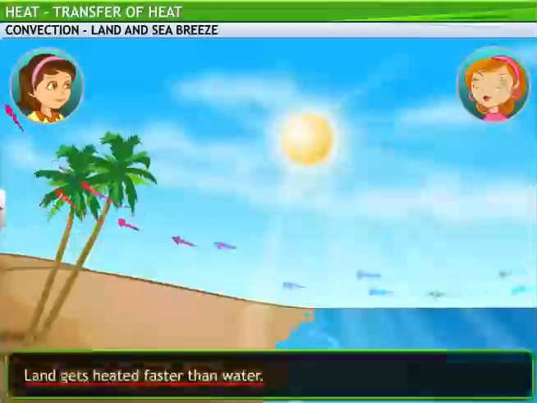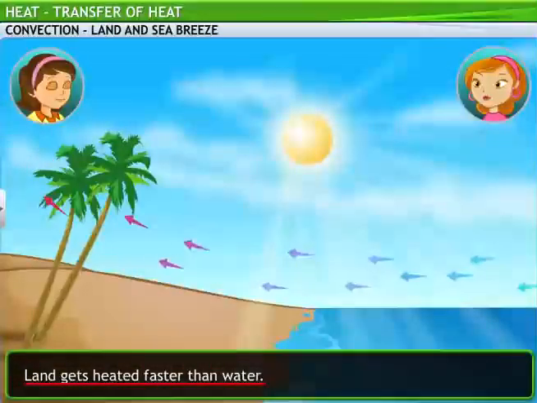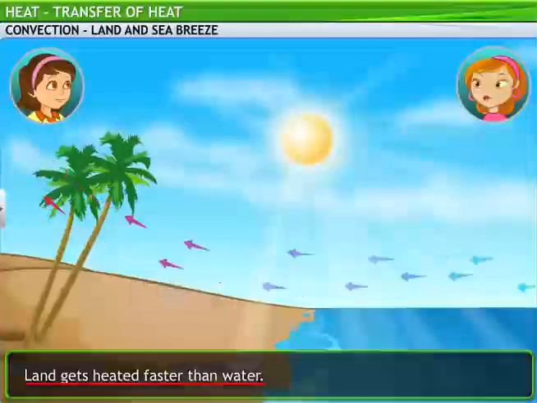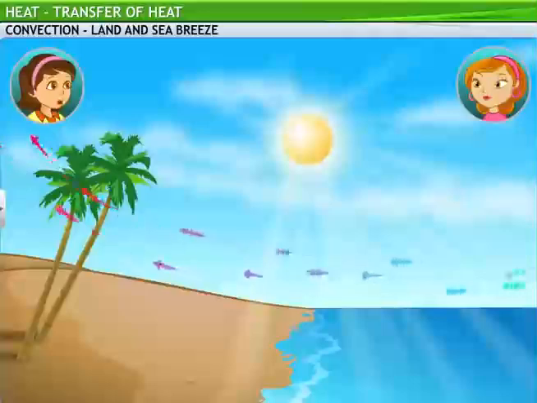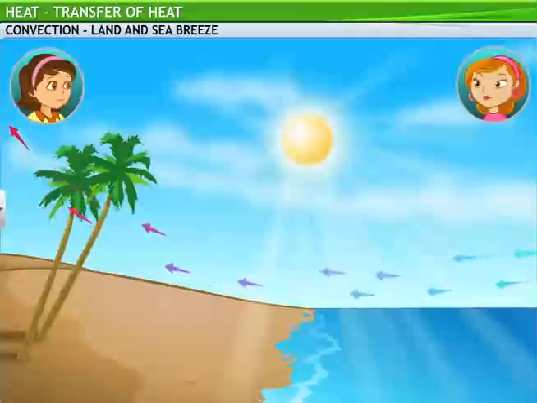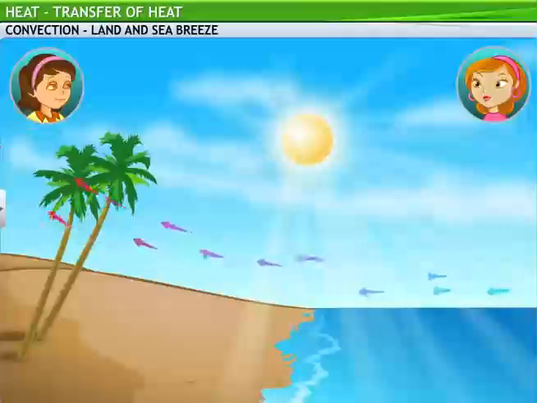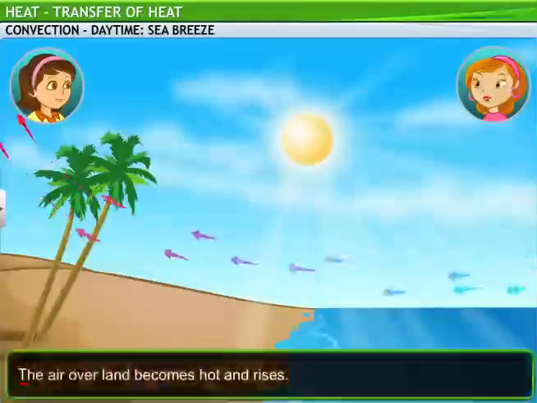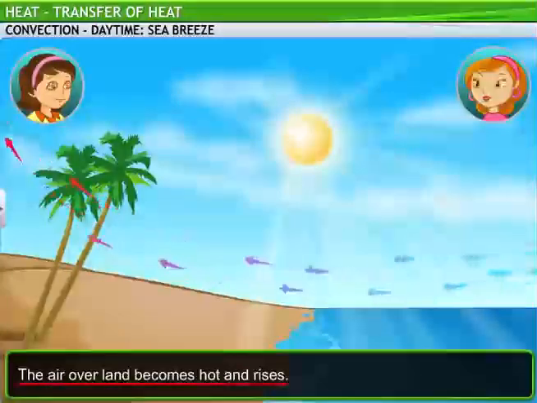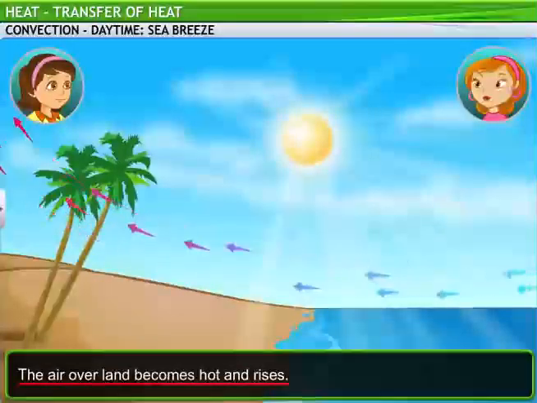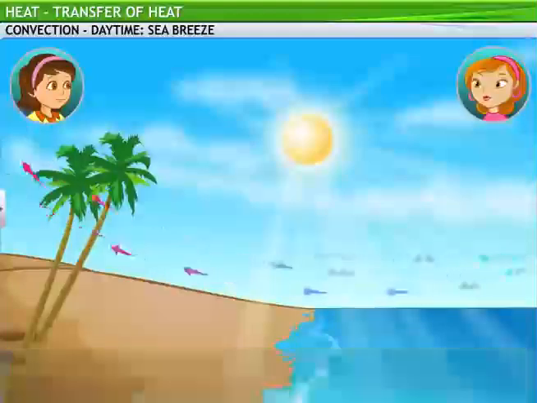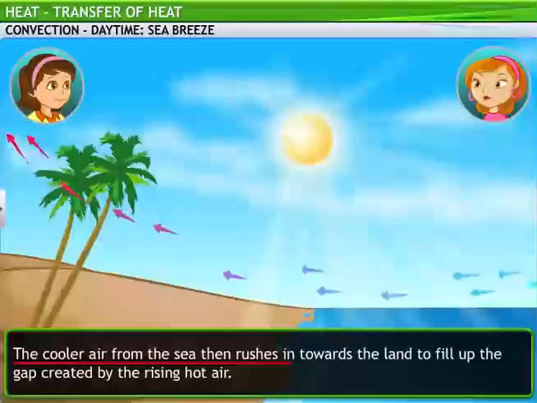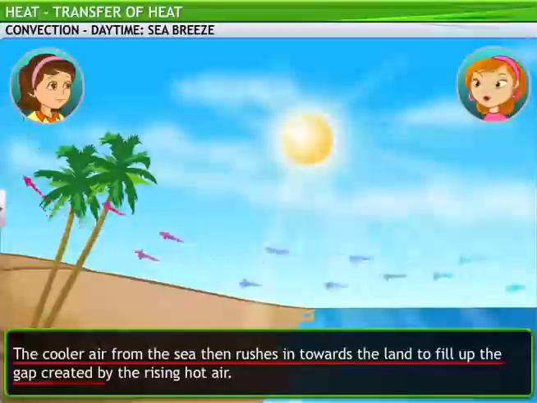Similarly, the weather in places near the sea can be explained. Land near the sea gets heated faster than water. Is it because solids get heated faster than liquids? Yes. Solids heat up faster than gases and liquids as well. During the day, the air over the land becomes hot and rises. This creates a low pressure area or a gap between the land and the hot air. Cooler air from the sea then rushes in towards the land to fill up the gap created by the rising hot air.